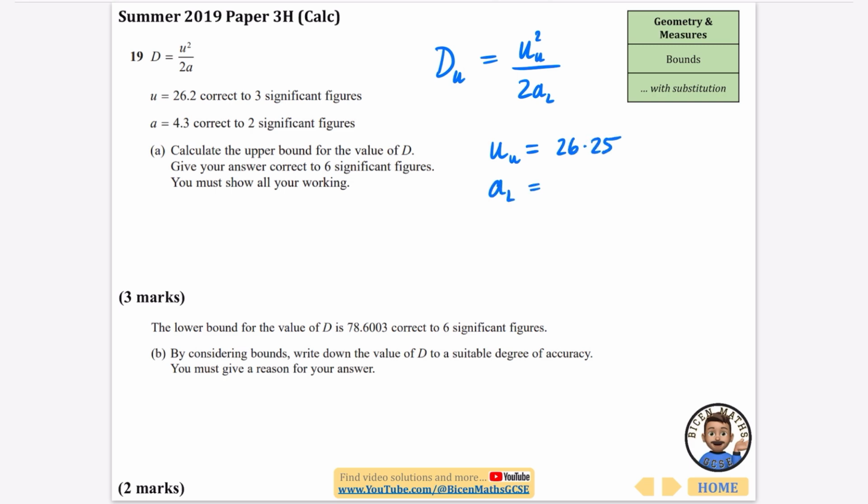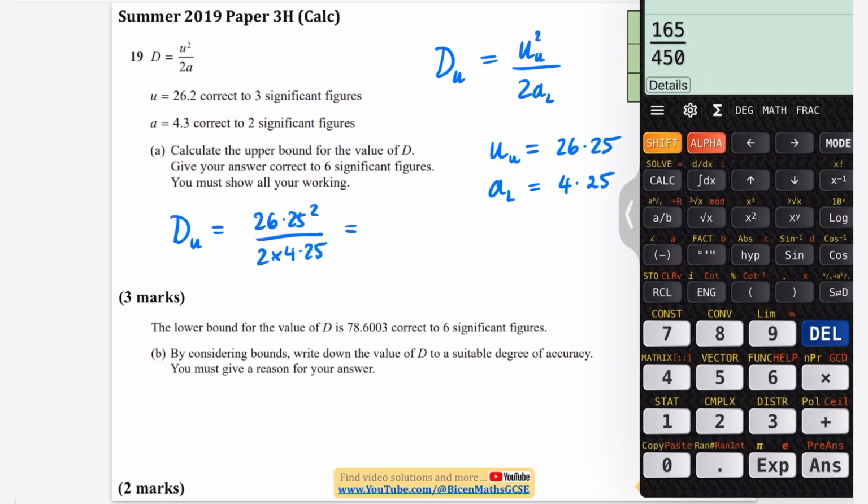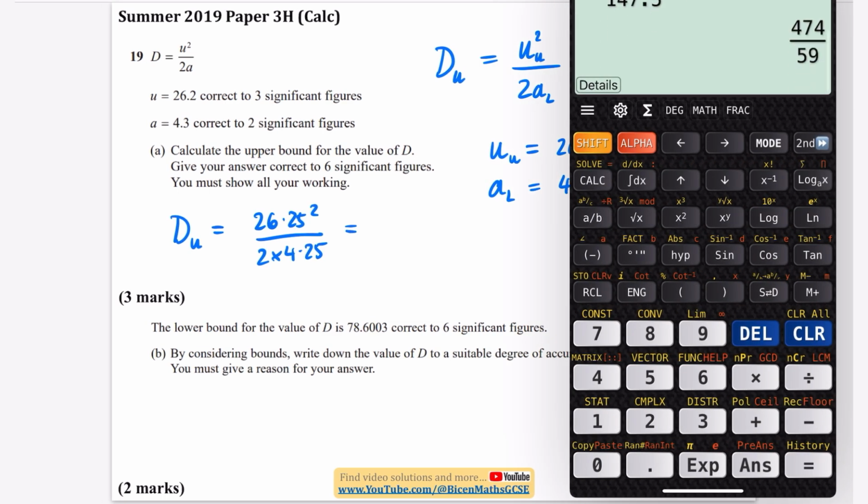The lower bound of a, well, that's 4.3 to 2 significant figures. The lower bound would be 4.25. So the upper bound of d is going to be 26.25 squared divided by 2 multiplied by a, which is 2 times 4.25. And we're going to give this answer to 6 significant figures.